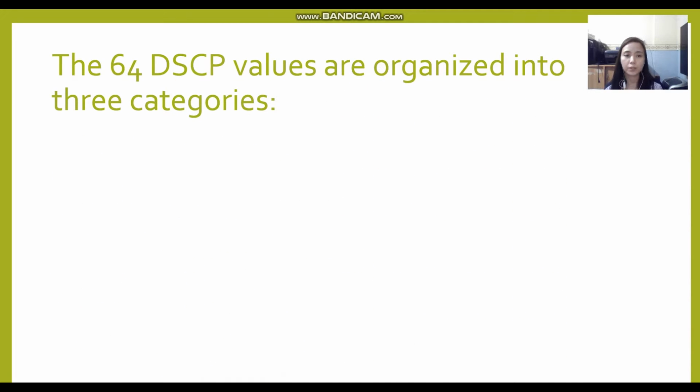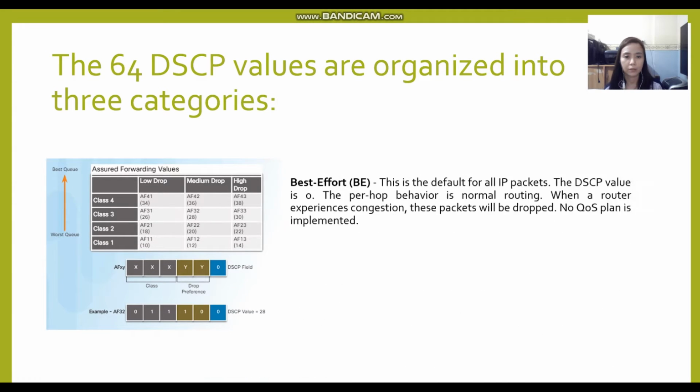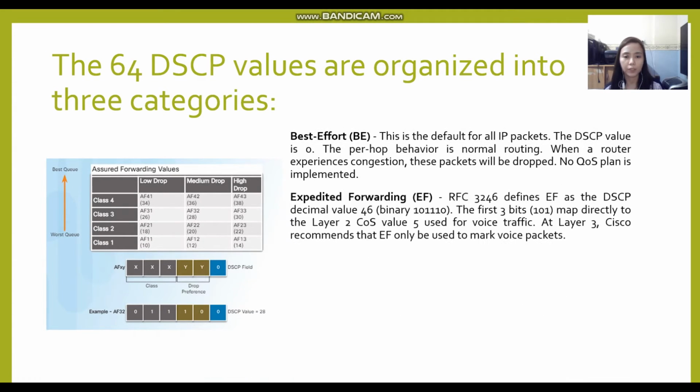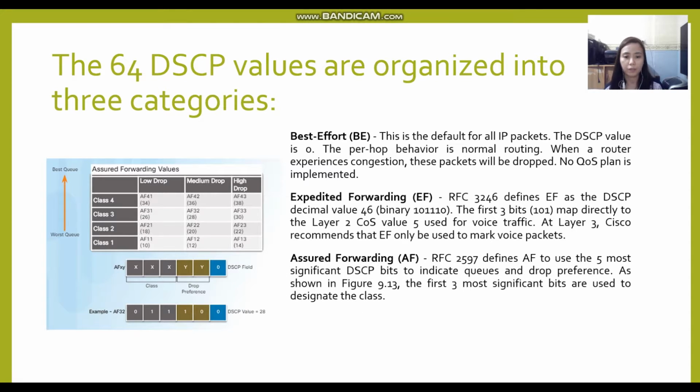The 64 DSCP values are organized into 3 categories: the best effort, the expedited forwarding or EF, and the assured forwarding or AF. For the best effort, this is the default for all IP packets. The DSCP value is 0.